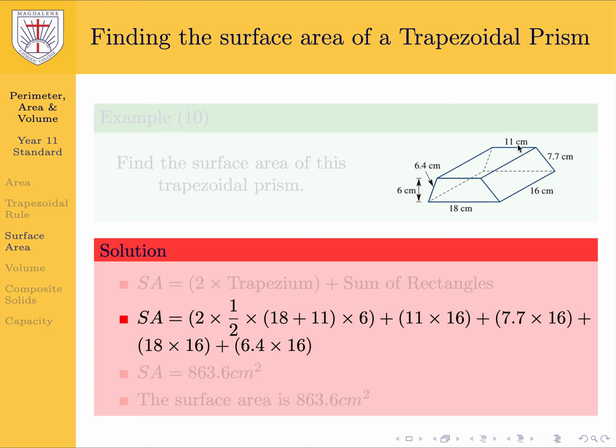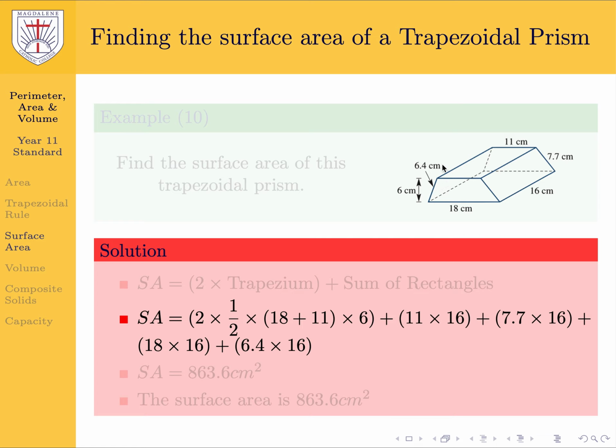So there's 11 times the 16, which of course 16's there, but that's the same as this length, so that's 11 times 16. And then we've got 7.7 times 16 plus 18 times 16, which is that base rectangle there. And then there's a 6.4, which is this length, times the 16, which is that length there.